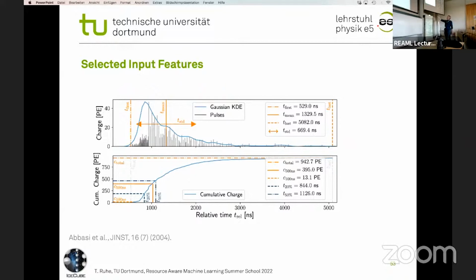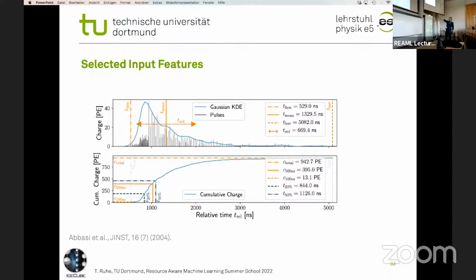I hope I remember all of them. Okay, you can of course, time is on the y-axis. You can just take the time for the mean of these pulses and the standard deviation. You can take the relative time of the first pulse. You can also take the relative time of the last pulse. That's here.